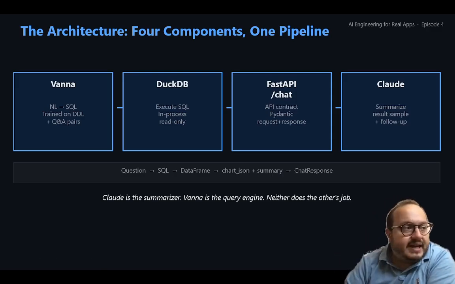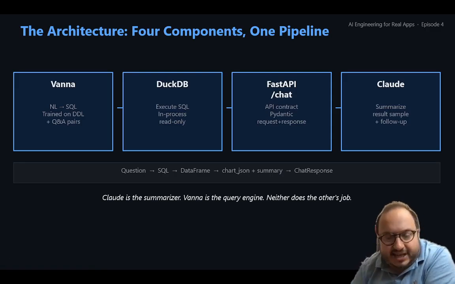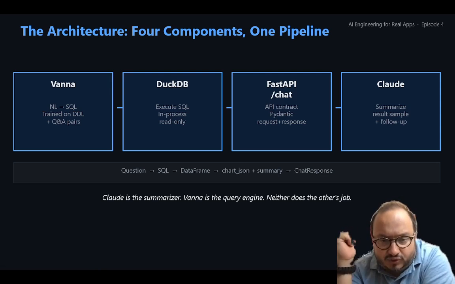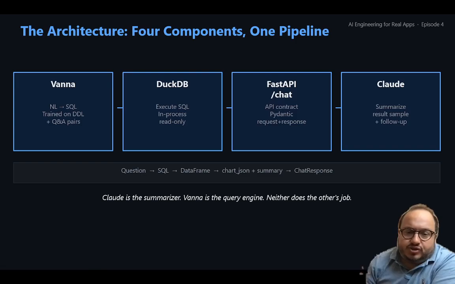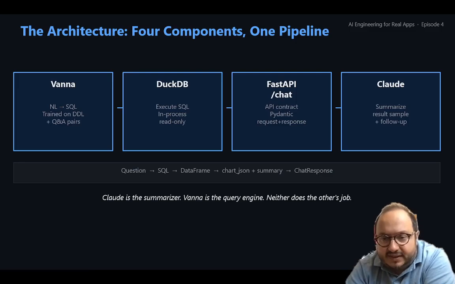Third, FastAPI. The API layer is a single POST endpoint, /chat. It receives a natural language question, calls Vanna to generate SQL, executes the SQL against DuckDB, calls Claude to summarize the result, and returns a structured response with the SQL, the result rows, the chart JSON, and the summary.